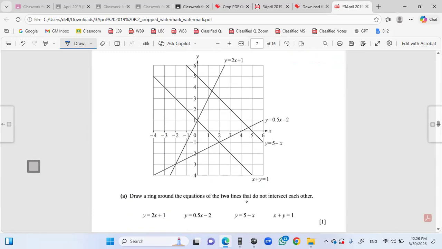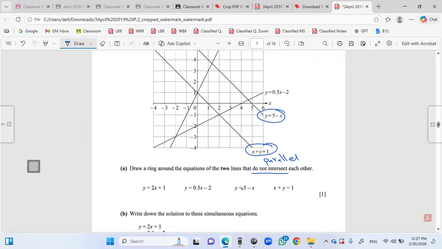Draw a ring around the equations of the two lines that do not intersect each other. Do not intersect means that they are parallel. This is the meaning of do not intersect. So you're going to find that the two lines that do not intersect are this line and the other one that is parallel to it, which is this one. So y equals 5 minus x, and x plus y equals 1.